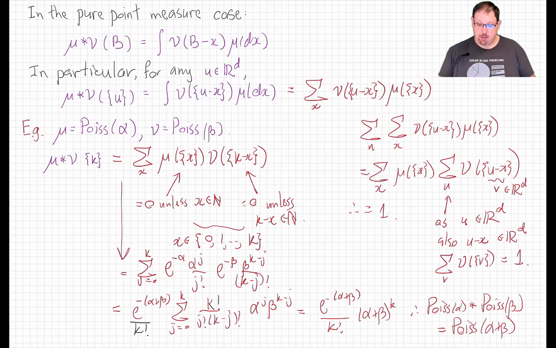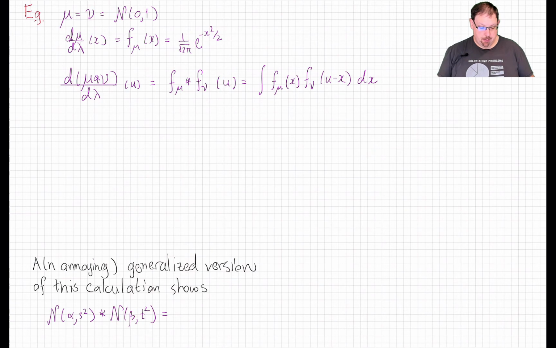Let's look at a continuous example. Suppose, like in the first slide, I have two normal random variables. That is, if I take two measures, mu and nu, which are actually both the standard normal law, meaning that they have this as their density, I'd like to compute their convolution. I'd like to know what is the law of a sum of two independent standard normal random variables.